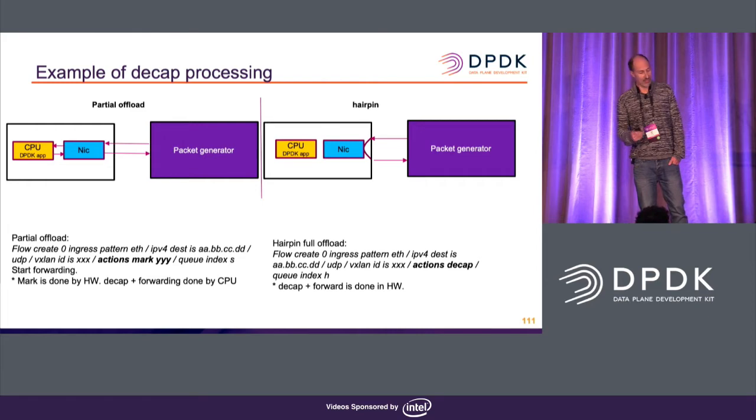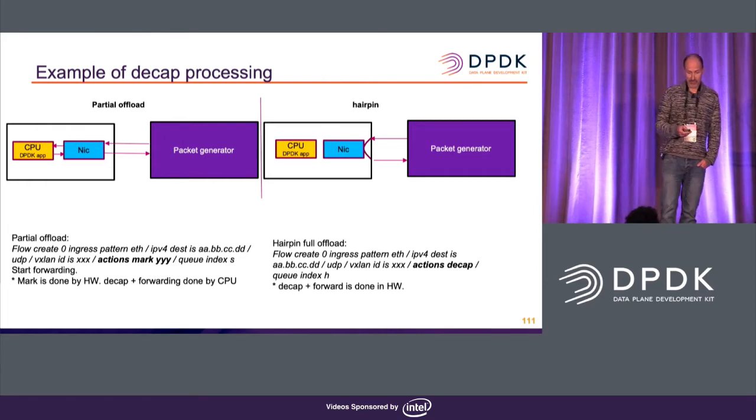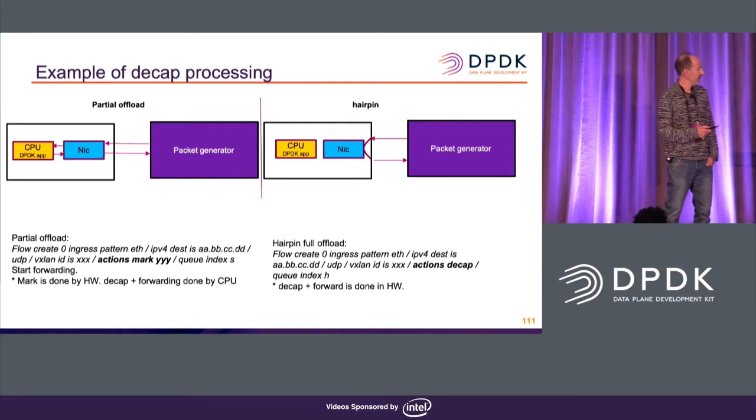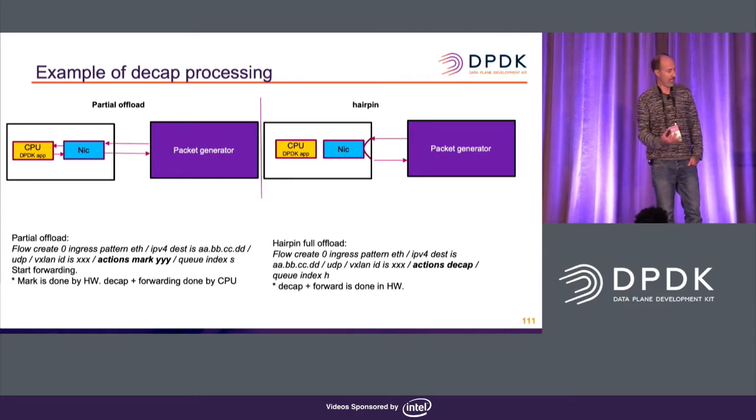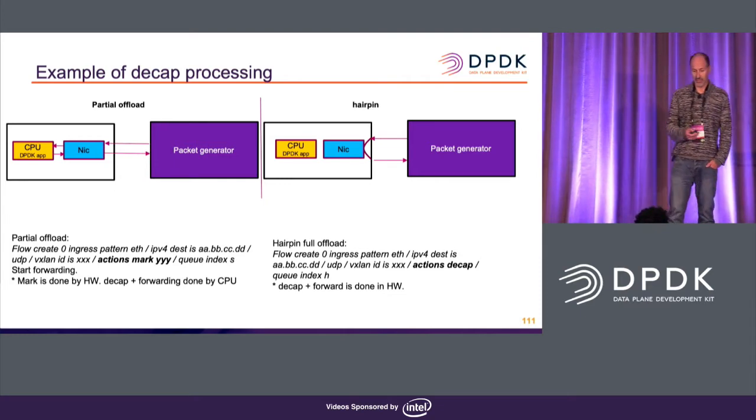In the Hairpin case, or any other full offload, the packet is received by the NIC, decapped by the NIC, encapped again by the NIC, and sent back to the wire. Again, the DPDK application doesn't see any of this traffic.